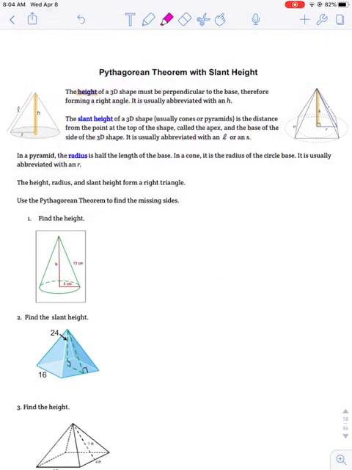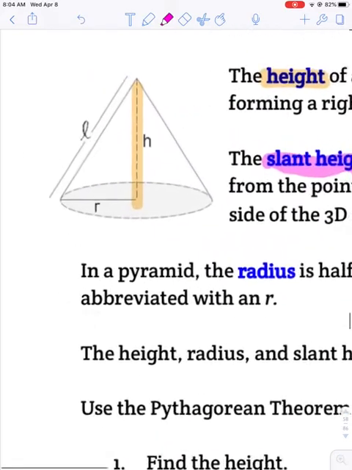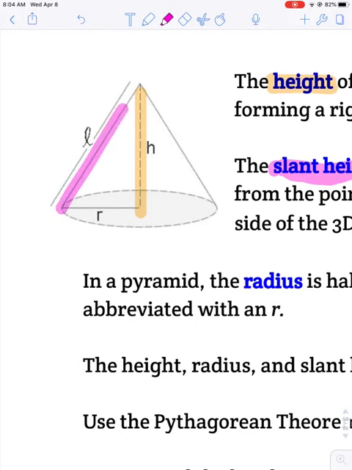The slant height of a 3D shape, and usually it would be if we're talking about a cone or a pyramid, is the distance from the point at the top, which is called the apex, and the base of the side of the 3D shape. And it's usually abbreviated with that cursive L or an S. So on the cone, here's the slant height. So this would be the apex, and then this would be where it meets the side of the base. And they use the cursive L there.